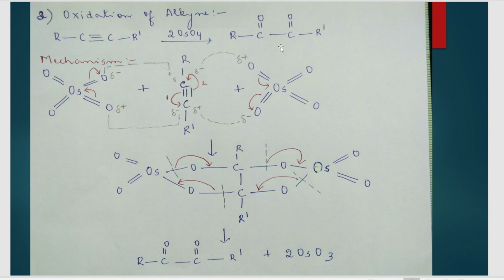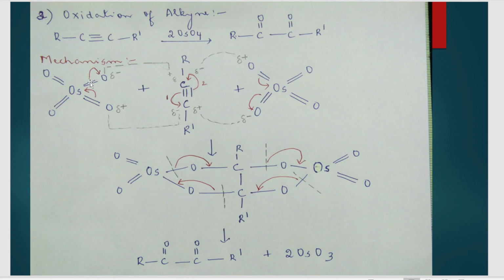Let's understand the mechanism of this reaction. So I've elaborated it and written. You can see two osmium tetroxide groups adding to one alkyne species. So first, let me talk about osmium tetroxide.